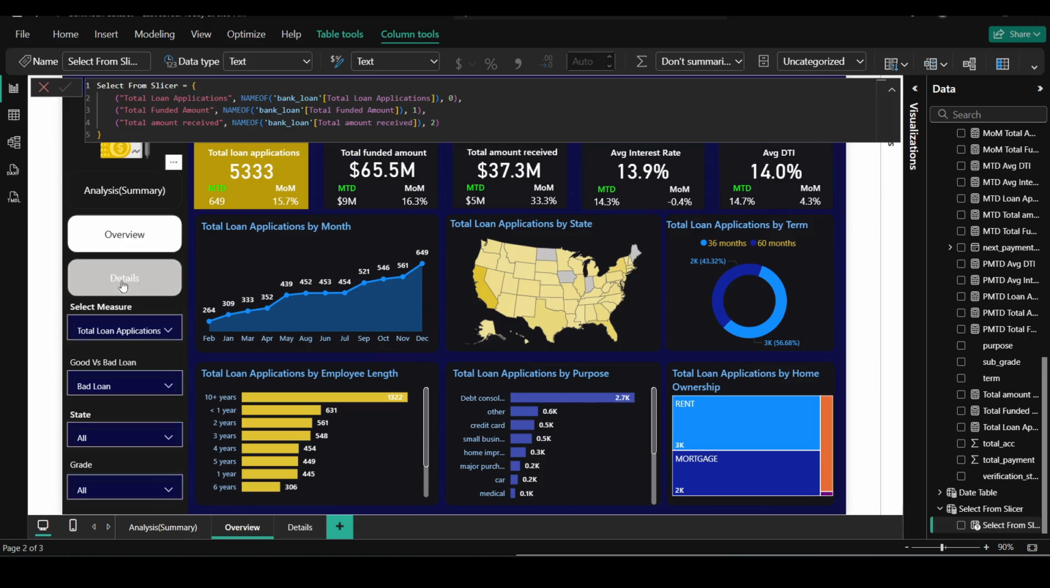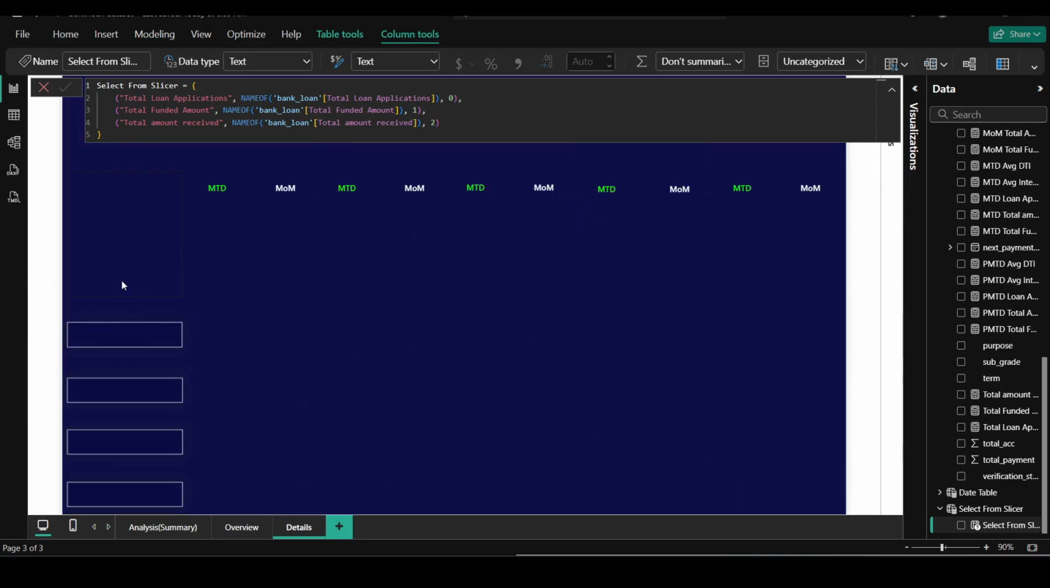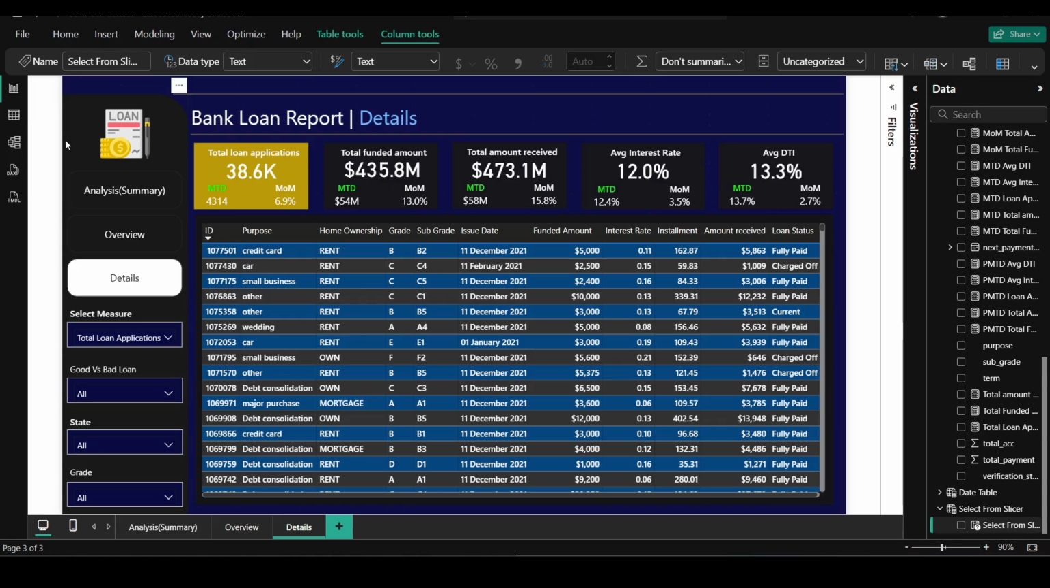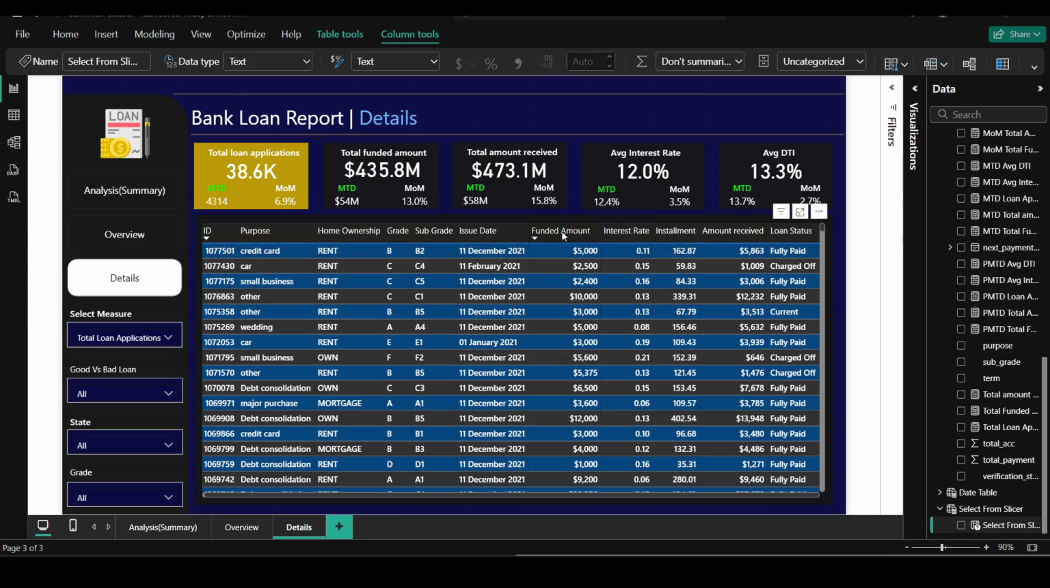Now let's move to our third and the last page. So the purpose of this page is to give record level data analysis and validation. It provides a tabular view of individual loans, that is loan ID, the purpose behind taking the loan, home ownership, grade, subgrade, issuing date of loan, funded amount by the bank, interest rate on what interest was charged towards this amount, installment, that is per month what particular amount a user is paying, then the total amount received, and the status of loan.